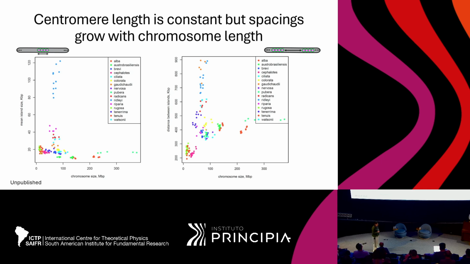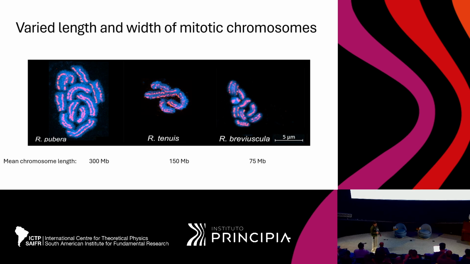So he measured the centromere length and the spacing between the centromeric regions again, and he noticed that the centromeric region is more or less constant for all the species, except for these ones. He's not really sure that they are really holocentric species, and again, here they appear as points out of place, but in general, they follow this rule that the bigger the chromosome size, the bigger the distance between the centromeric regions. And this is what I try to simulate as well.